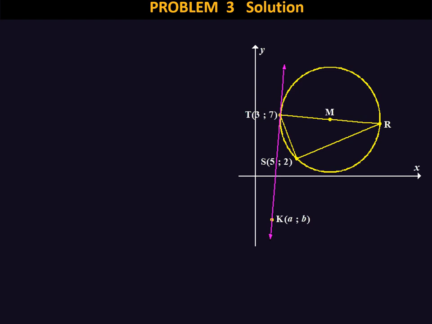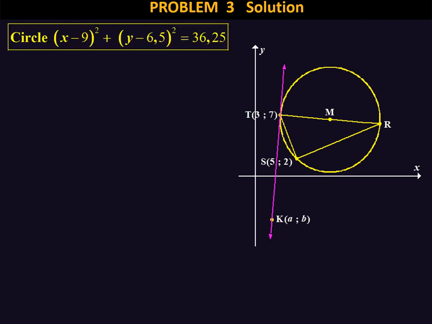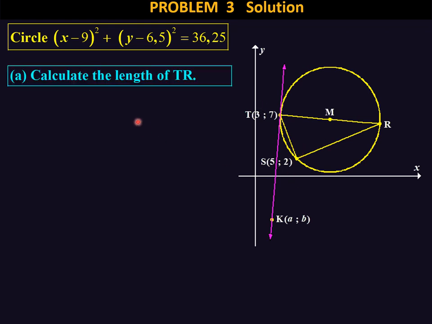There's the diagram that's provided, and there's the equation that's given. All the other information from the description is already clear there. We've got a tangent, we've got a diameter, we've got 2 points that are given there. So the first question, calculate the length of TR. Let's see, where's TR? There's T and there's R, so that's just the diameter, right? So diameter is twice the radius. And what is my radius here? Radius is the square root of 36.25, and I just have to double it.